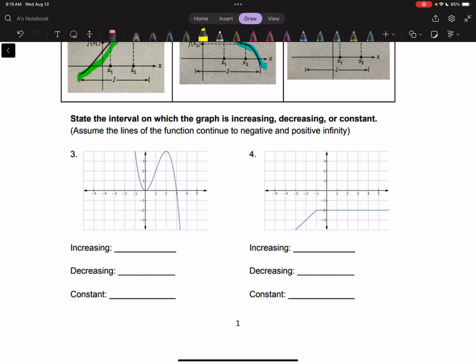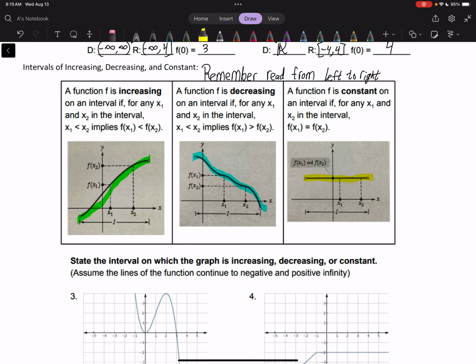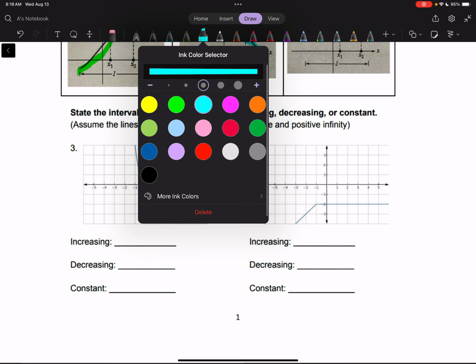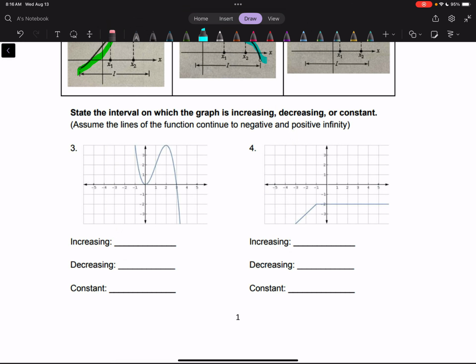All right, let's look at these two functions. Assuming the lines are continuous to negative and positive infinity, state where they're increasing, decreasing, and constant. If I start, I am decreasing. Then I have a turning point, which is going to be a relative minimum to increasing. I have another turning point to decreasing.